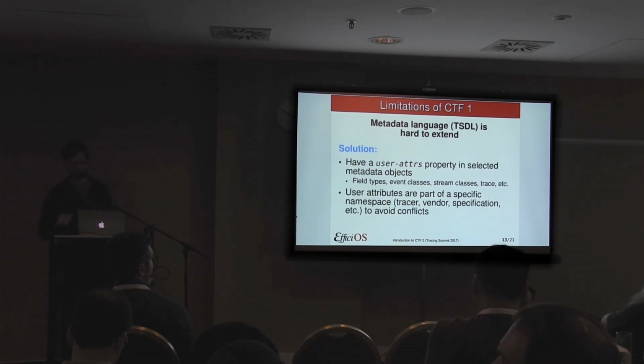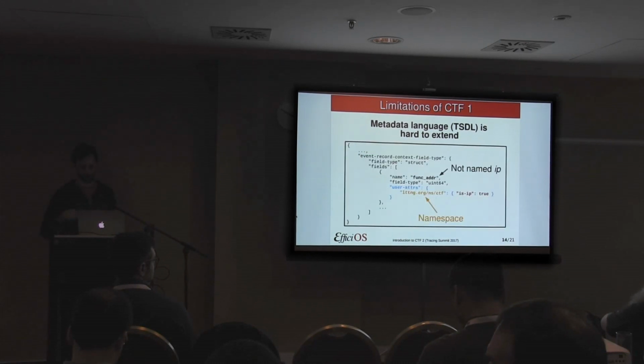So our solution is to add a user attributes property in selected metadata objects, so field types, event classes, and so on. I'll show you an example on the next slide. So in those user attributes you can use any JSON as long as you namespace your custom attributes to your specific tracer, vendor, or the specification itself, so that there are no conflicts in the future.